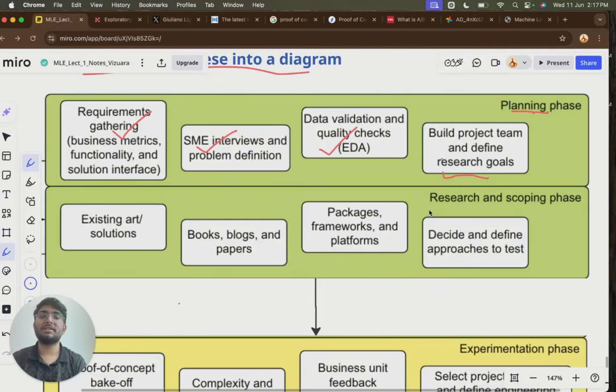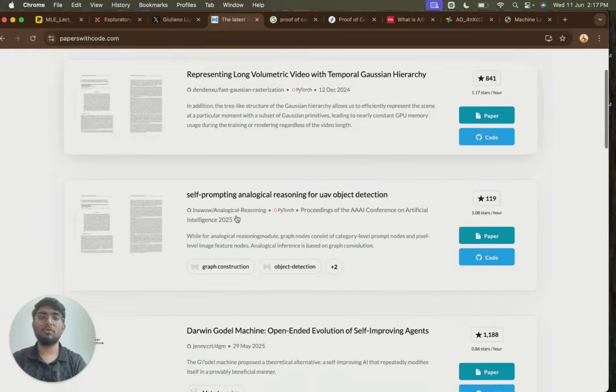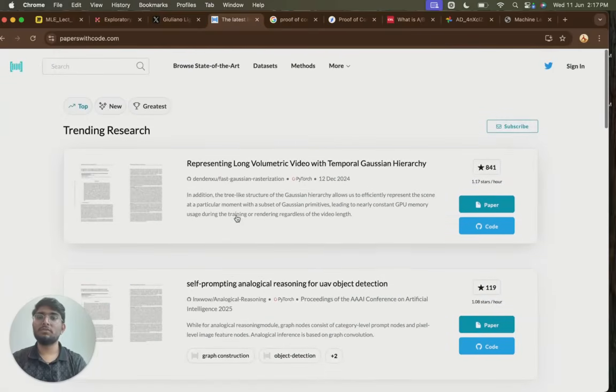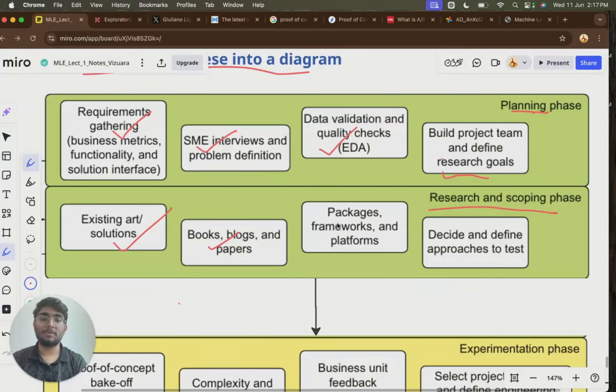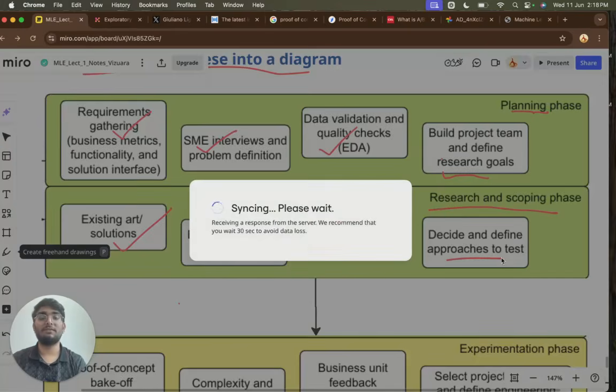Next will be the research and scoping phase. You'll have to explore what existing work has been done and what strategies were used to solve that problem previously. You'll have to read books, blogs, and papers. You can use Google Scholar for that. You can even use Papers with Code. And there are a lot of tools that can be used for such a purpose. Then you will explore the packages, frameworks, and platforms available for that problem statement. And then you will decide and define which approach you have to test.